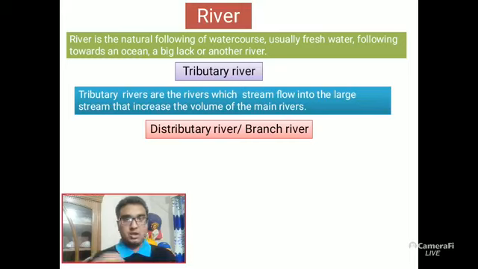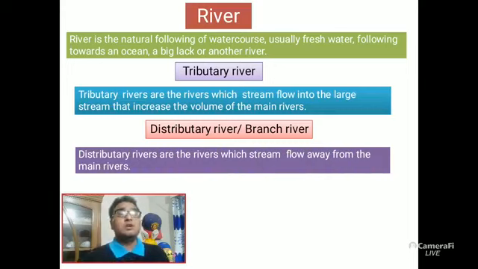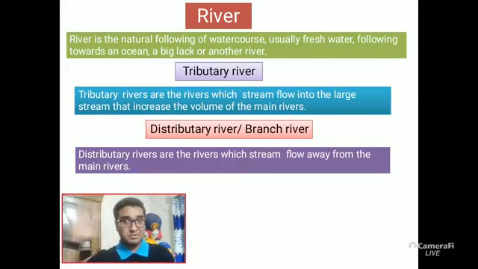And now I'm going to talk about distributary rivers or branch rivers. Basically, another name of the distributary river is branch river. Okay, so what is called the branch river or the distributary river? So distributary rivers are the rivers whose stream flows away from the main river. So this is called the distributary or the branch river. Now I'm going to show you the definition to you. So this is the definition. Distributary rivers are the rivers whose stream flows away from the main river. So that's all about our warm-up session. So now we can start the main part of today's class.